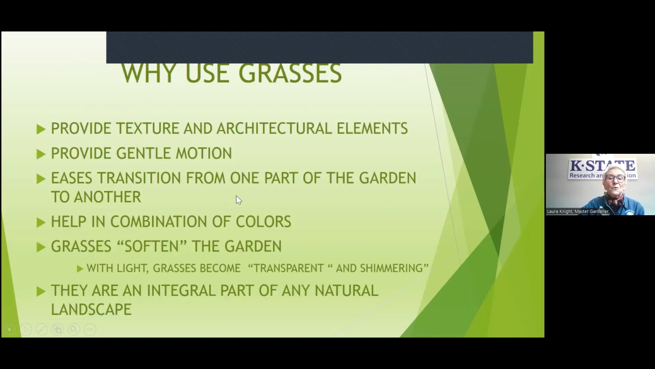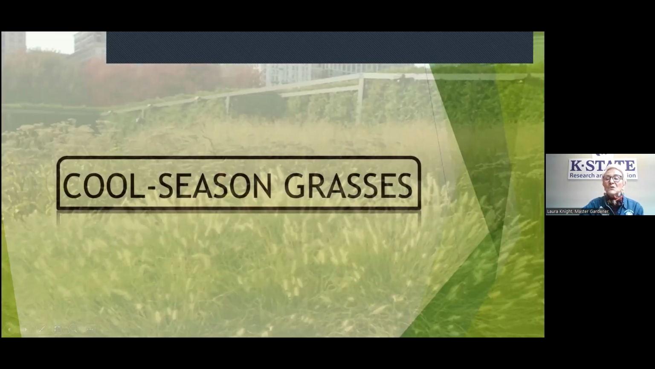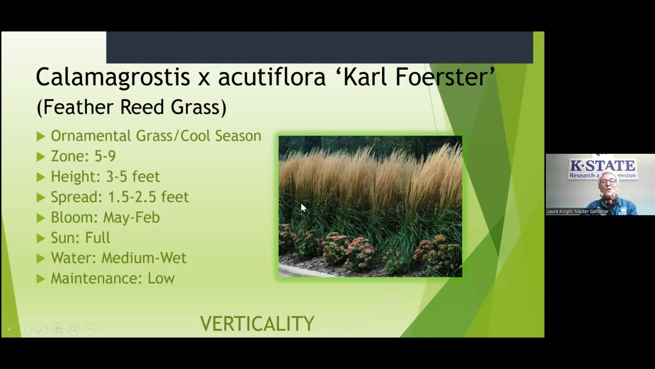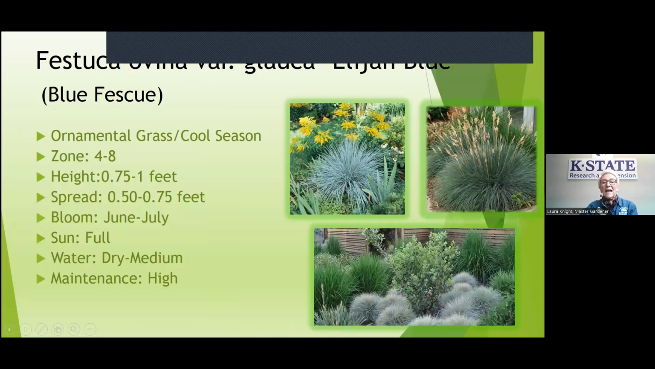And we use grasses because they soften the colors in between, because they give you texture and architectural elements, and because they ease the transition from one part of the garden to another. And I'm just going to quickly show you all of the cool season grasses with the verticality of the Carl Foster. This is my garden outside. And these are mine, not these.